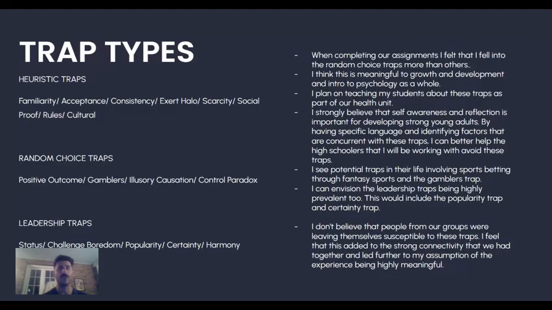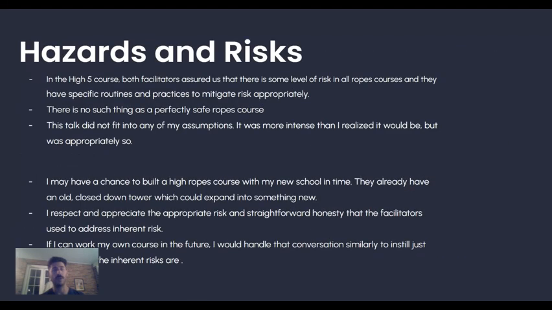This talk did not fit into any of my assumptions. It was more intense than I realized it would be, but was appropriately so. I may have a chance to build a high ropes course with my new school in time. They already have an old closed down tower which could be expanded into something new.